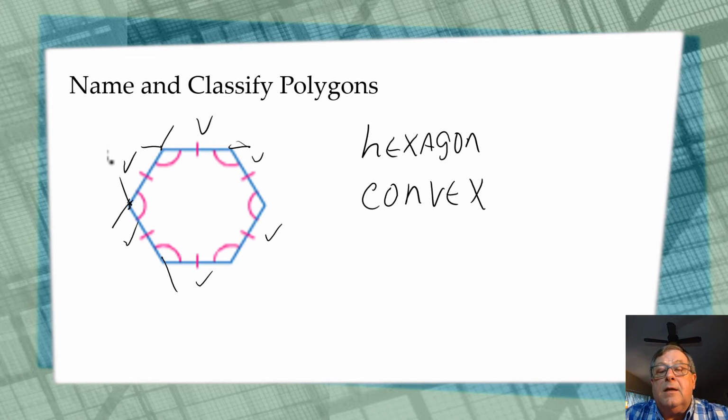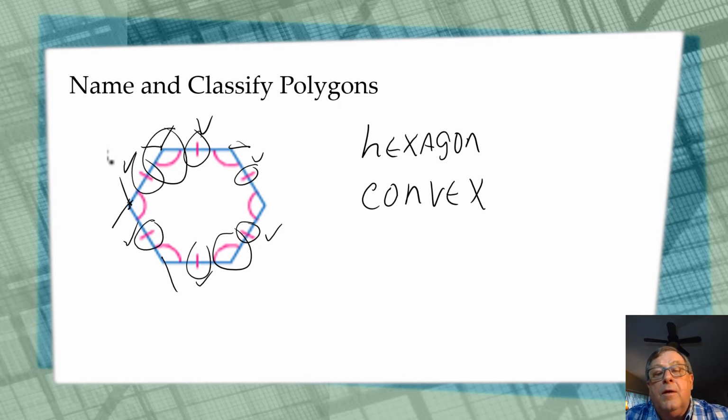Now, is it regular or irregular? Well, I can see by these little angle markings, it is equiangular. And then when I look at the sides, they're all congruent, so it's also equilateral. So it's convex and it's both equilateral and equiangular, and so it is a regular polygon. Isn't this fun?